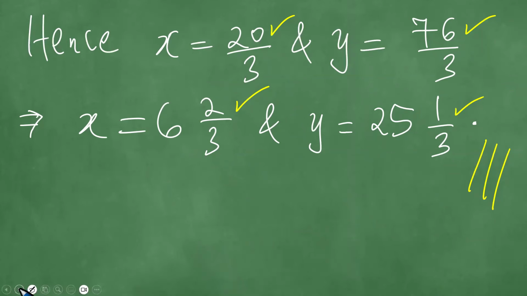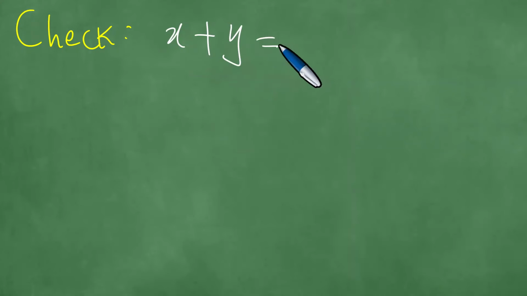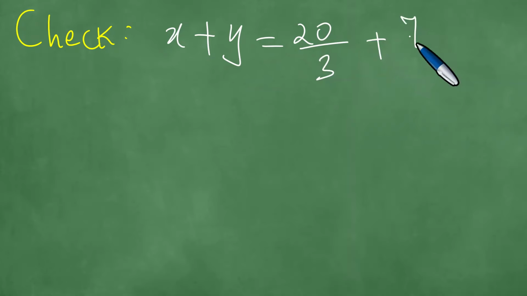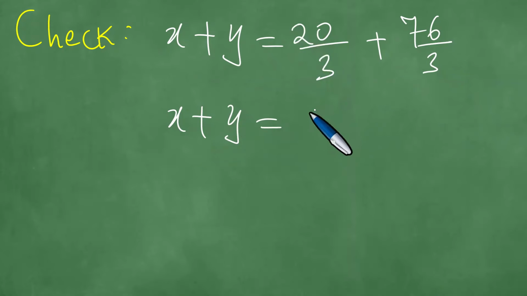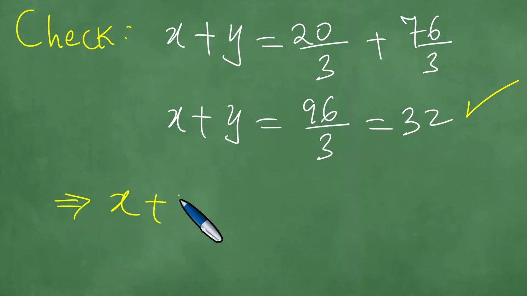We need to do a check. We need to perform a quick check of these particular numbers. Now, let us find the sum of these two numbers. So we find x plus y, and x plus y is equal to 20 out of 3 plus 76 out of 3. What is 20 plus 76? Which is exactly 96 out of 3, which is exactly 32. So x plus y equals 32, which is obviously what is required, because the sum of these two numbers is indeed 32 as it was given. But you need to conduct a further check.